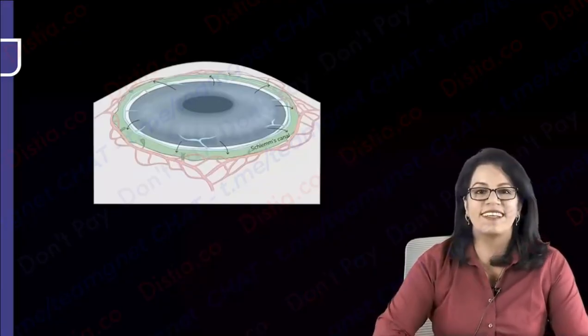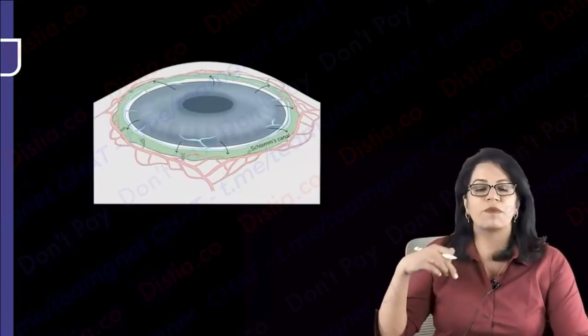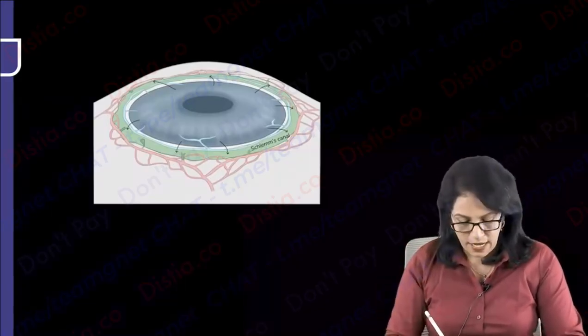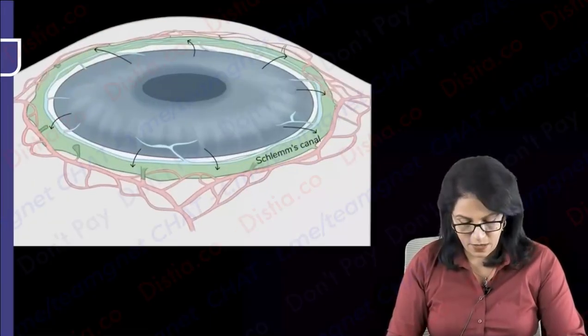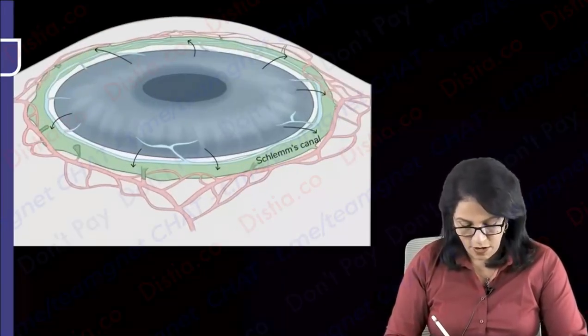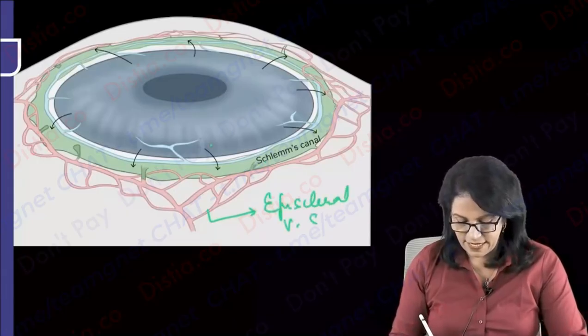Now I think it should be very clear to you from this slide. Because we generally make sections, sometimes we get confused. So I think now it is clear to you that this is where the Schlemm's canal is. Very nicely depicted here is how the aqueous is formed, going into the angle, coming into the Schlemm's canal, and it is reabsorbed in the episcleral venous system. Right?